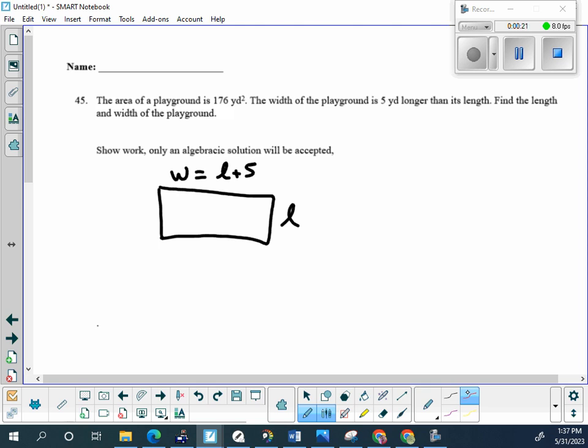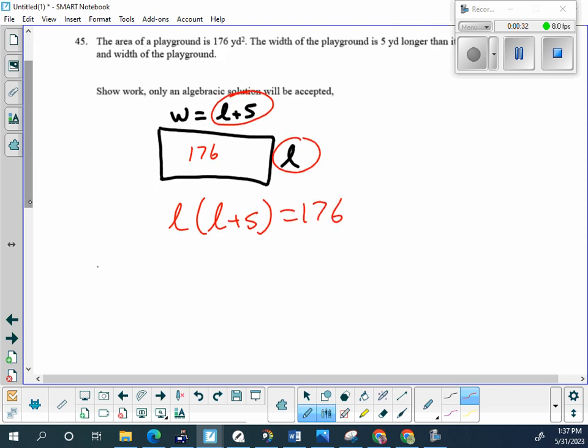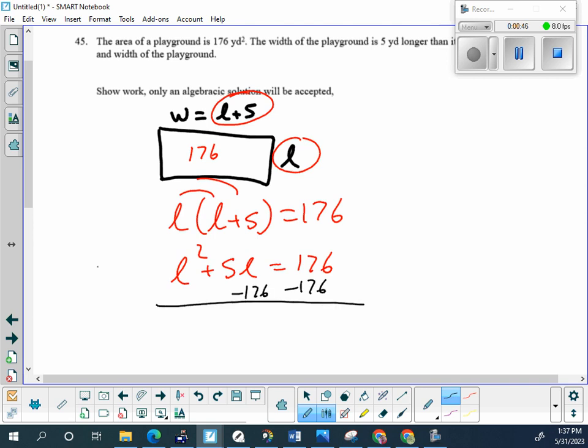So that means, and this area is 176, so you do length times width. So L times L plus 5 equals 176. You're basically going to distribute this. You have L squared plus 5L. You create a quadratic, which is 176. To solve a quadratic, you want to have it set equal to 0, so we're going to subtract 176. And that's going to give me L squared plus 5L minus 176 equals 0.